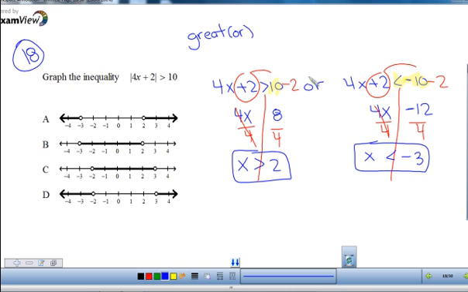So remember, this is an or. Or means you're going in opposite direction. So I know the answer can't be B or C. It has to be either A or D. So I have an open circle on negative 3 and an open circle on 2, and then the signs are going in opposite directions.